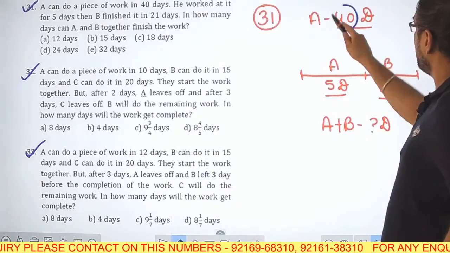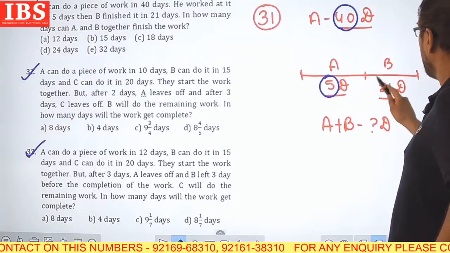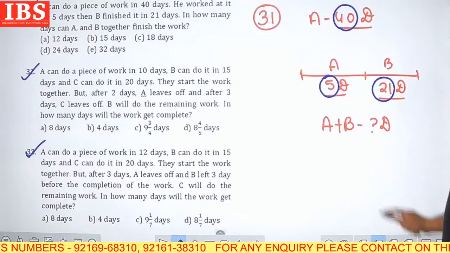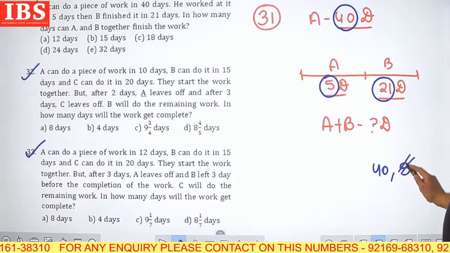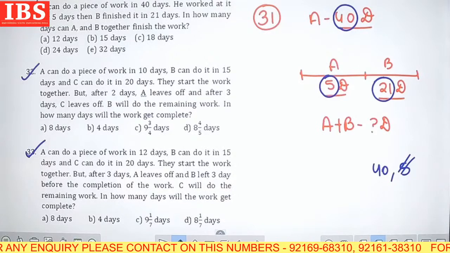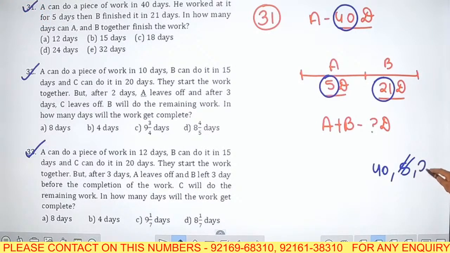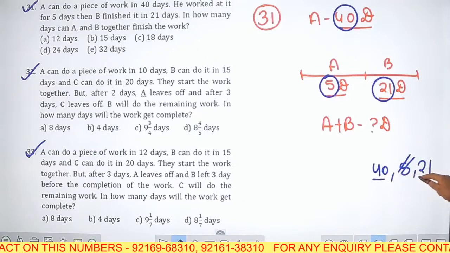Let us see. We are given 3 values of days, 1, 2 and 3. Because A is alone, B's days are not given, nor are A plus B's days given. So we'll take the LCM of 40, 5 and 21. What is the LCM of 40 and 5 first? You know that 5 is included in 40. So you need not take the LCM of 5. So we take the LCM of 40 and 21.